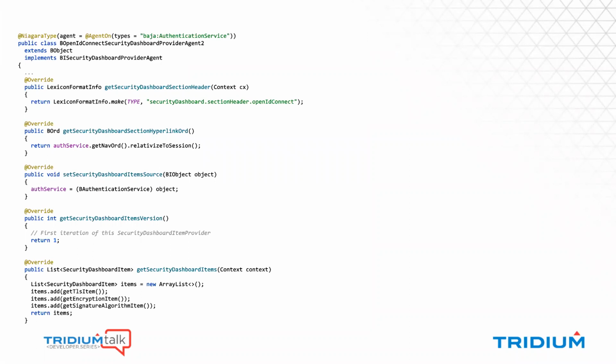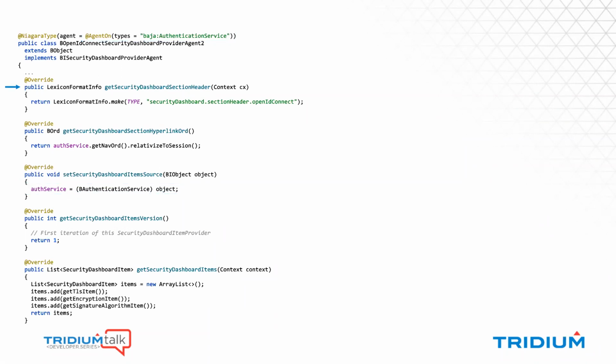The first thing to note here is that now I am an agent on the authentication service. And this is a safe choice because it's a common ancestor to all my OpenID schemes, and it's also guaranteed that there's only going to be one of them. And because I'm an agent on the authentication service, I know that in my set security dashboard item source, I'm going to get an authentication service that I can store away for later.